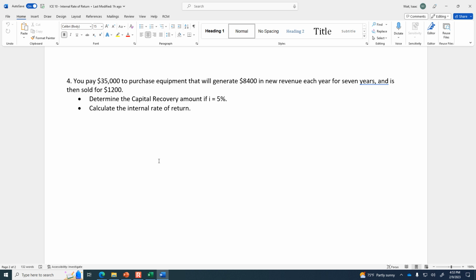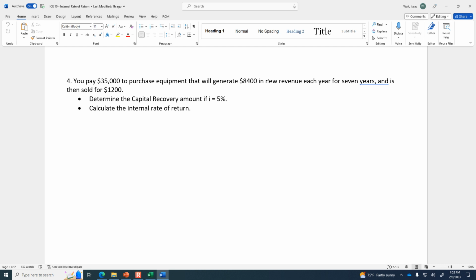Capital recovery doesn't know how much revenue is generated. We're going to use this revenue statement when we calculate the internal rate of return, but how much revenue is generated does not influence the capital recovery calculation, because it only depends on the present value taken to an annual series and the future value taken to an annual series.